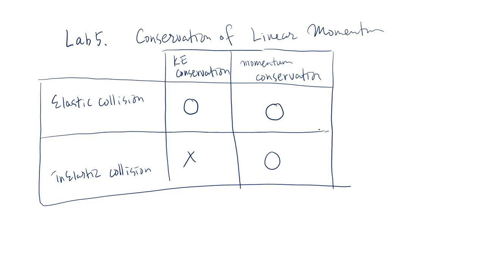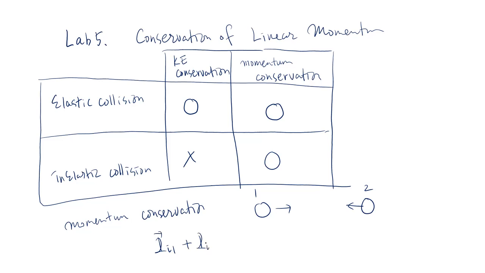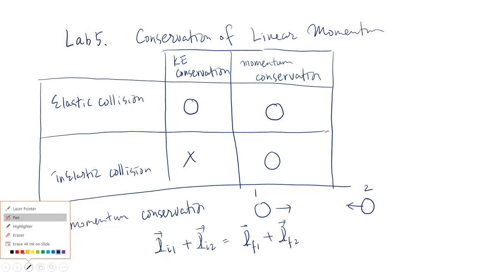What is momentum conservation? If I have two balls, this is the first ball and this is ball 2, then the initial momentum of ball 1 plus the initial momentum of ball 2, that is the total momentum, is equal to the final momentum of ball 1 plus the final momentum of ball 2. This kind of statement we have to check. Also, we have to check energy conservation here.